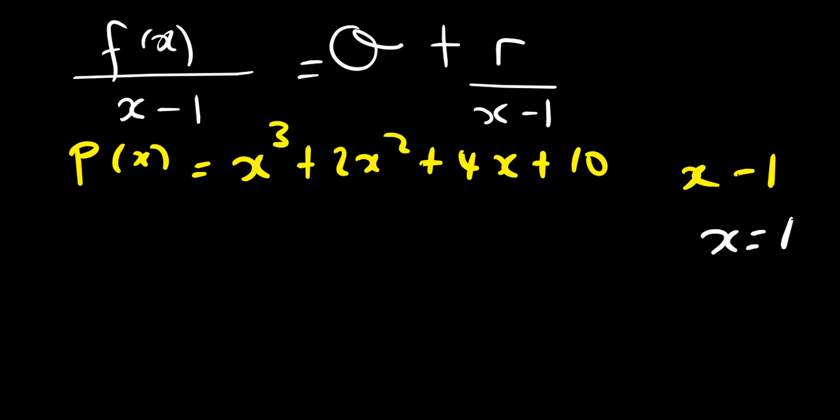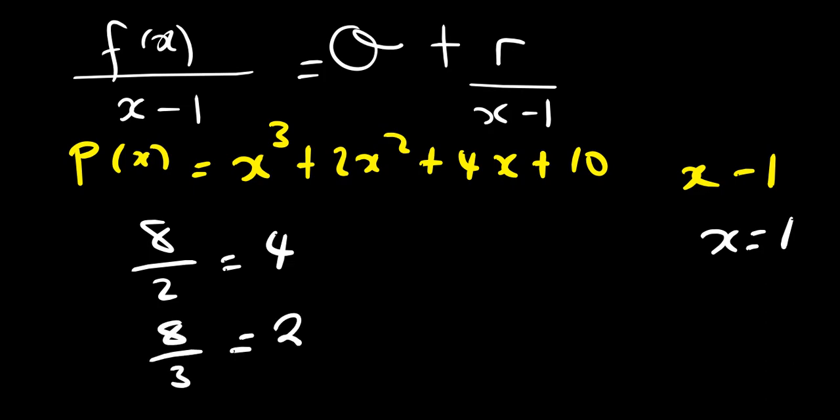Factor theorem, we're just talking about a factor. If I say 8 divided by 2, that just gives me 4. Is there a remainder? No. If I say 8 divided by 3, what is the answer? It's 2, remainder 2. Now, because it gives me a remainder, it is not a factor, right? So 3 is not a factor of 8.